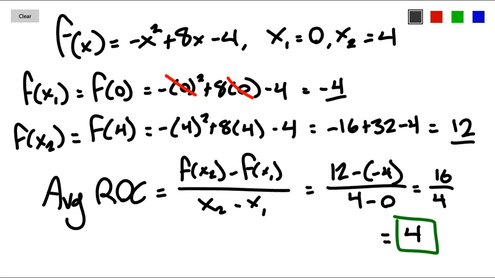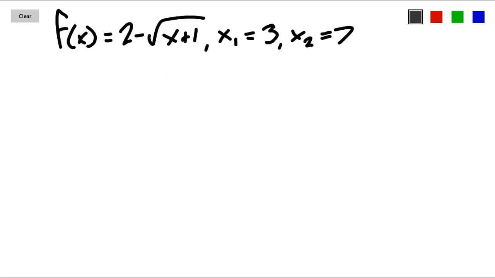This is not to be confused with the instantaneous rate of change, but this is just the average rate of change across the two x values applied to this particular function. The instantaneous rate of change is something that is touched upon extensively in a calculus course.